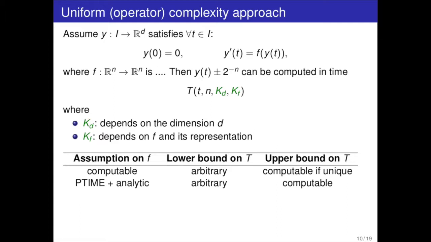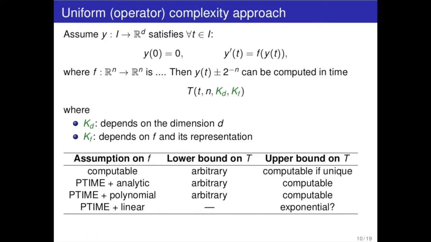So we can try to go further now, add more conditions. Maybe polynomial will help. No, it doesn't help. Of course, you could go down to linear. Linear helps because now you can have an explicit formula. It's an exponential of a matrix. And I think you can do it in exponential time. But even there, I'm not sure.